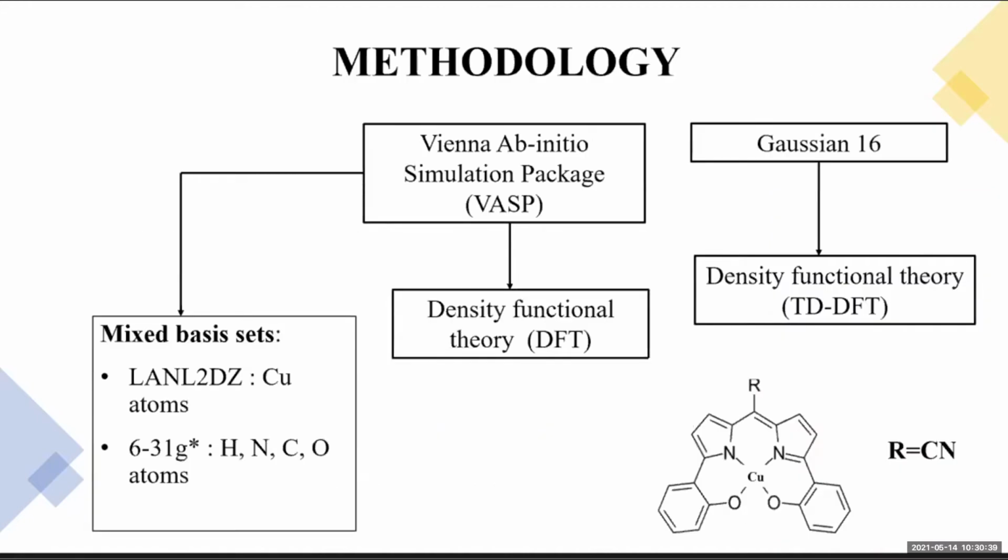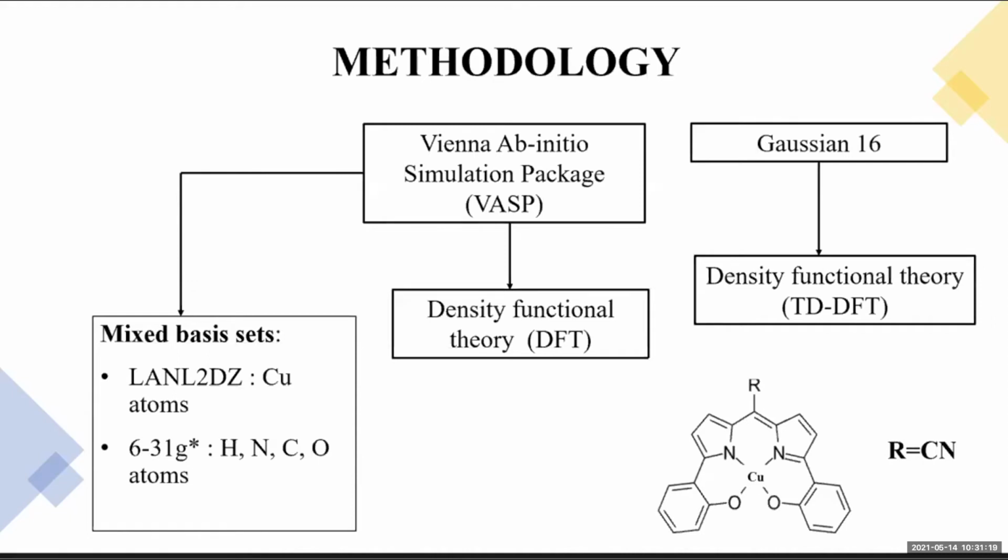For this project, I had explored two methods. I used VASP for the DFT. Sorry, there's a mistake in this slide. The mixed basis set was for the Gaussian. So I had done TDDFT and DFT for this project. Here is a view of what the complex looks like. And for the sake of DFT, the major ligand on here is the carbonitrile.